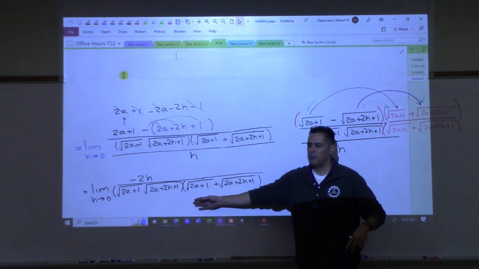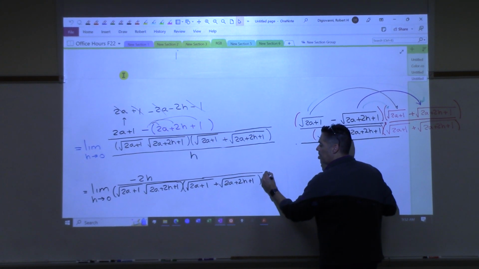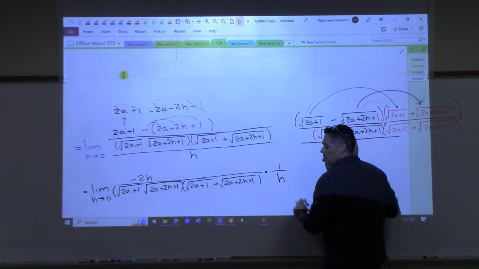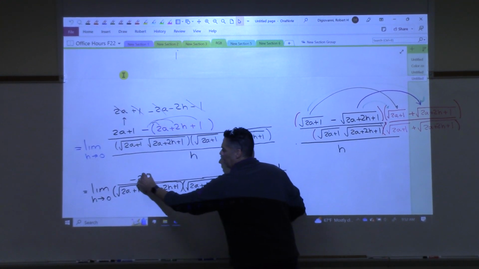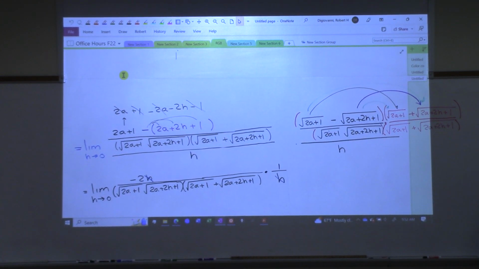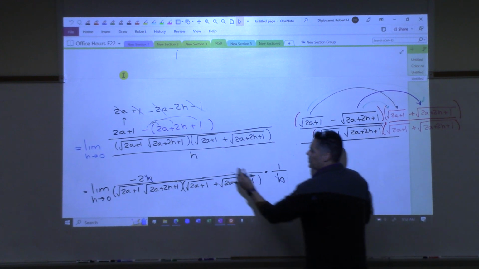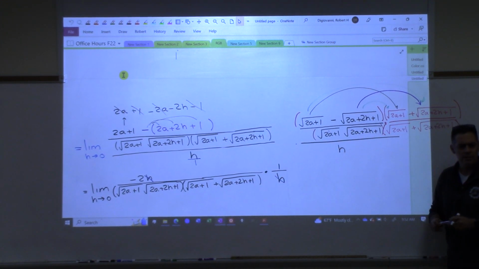So the h on the bottom, I'm going to look at it as an h over 1, and then I'm going to flip it and bring it up as a multiplication, so it becomes 1 over h over here. And I'm doing that so that I can clearly see the h's go away. Any questions on that step? Just looking at this bottom h as an h over 1 and just flipping, and we've done this a few times, yeah?